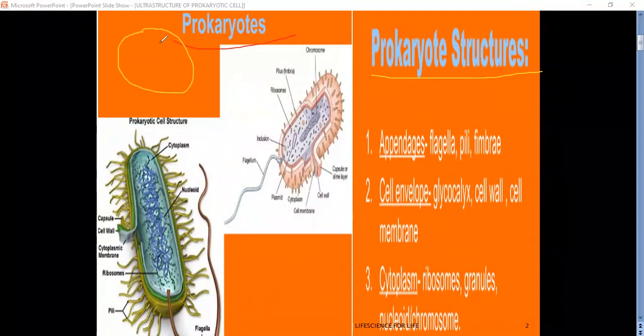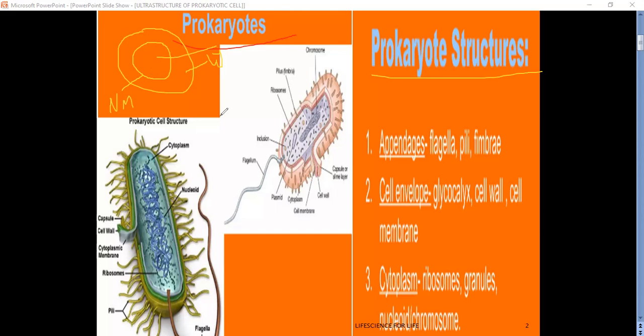If a cell is having a true nuclear membrane, then it is divided into two compartments. One is the cytoplasm and another one is the nucleus. And this one is called the nuclear membrane. This cell is called a eukaryotic cell, which is present from Protista to Animalia.